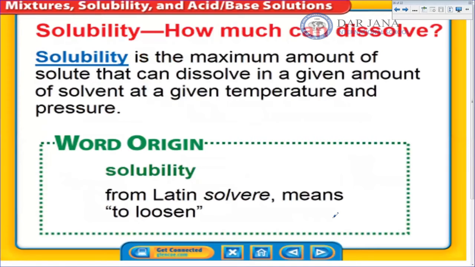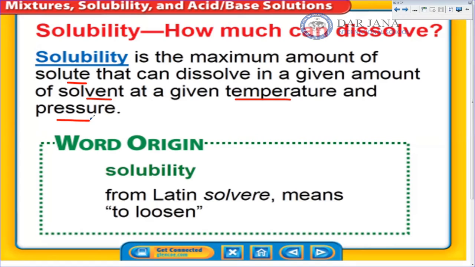Now what about the term solubility? Mainly, solubility is the maximum amount of a solute that can dissolve in a given amount of solvent. So the amount of a solute that dissolves in a given amount of solvent is called solubility, but this is at a given temperature and pressure, meaning we fix the temperature and pressure, because if we change temperature and pressure, solubility may change or will change.